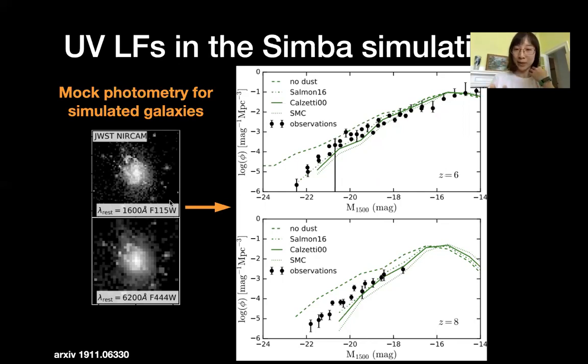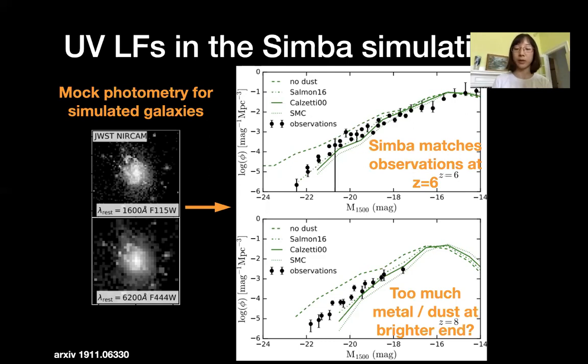And so coming back to the luminosity functions shown on the right here, the dashed lines show the luminosity functions without dust. And then the other line styles show the luminosity functions assuming different dust extinction laws, and also with the assumption that dust traces metals in the simulations. So as you can see, at redshift 6, the SIMBA simulations actually match the observations pretty well. However, at redshift 8, we see that the simulated luminosity function is quite a bit lower than the observations at the brighter end. So that possibly means we have too much metal or too much dust at the brighter end in the simulations.